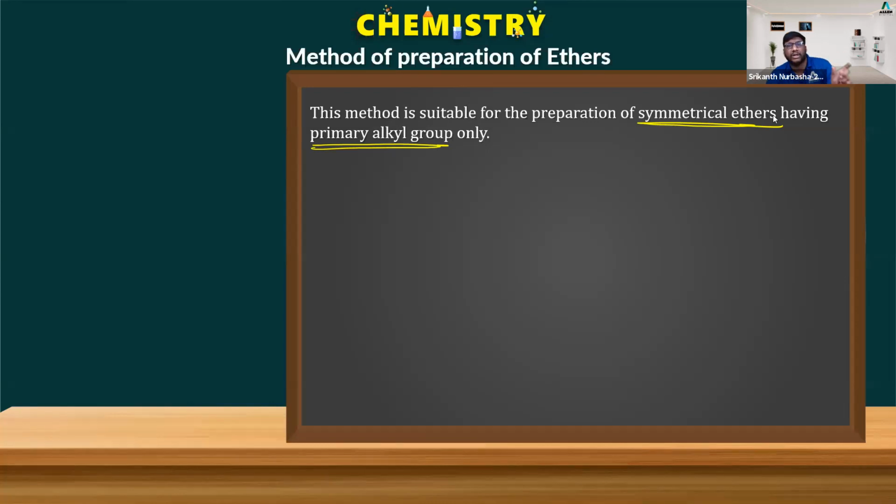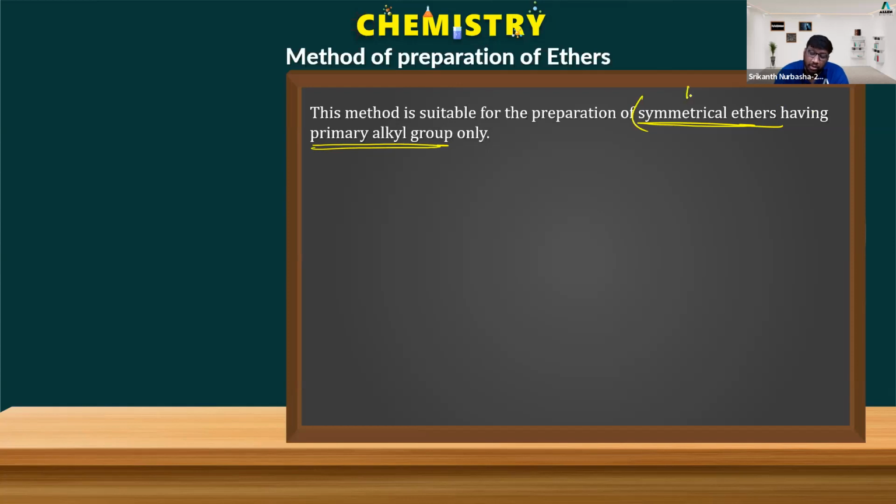Because the same molecule of alcohol is protonated, and the same molecule of alcohol acts as a nucleophile, and the electrophile is the same alcohol which is protonated. So you are going to get R-O-R only, not the unsymmetrical case. Unsymmetrical ethers you can expect only when we have taken a mixture of alcohols. When you take a mixture of two different alcohols, then obviously a mixture of products you can expect. So this method is suitable for the preparation of symmetrical ethers only.